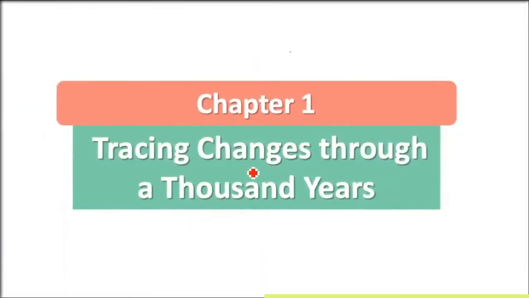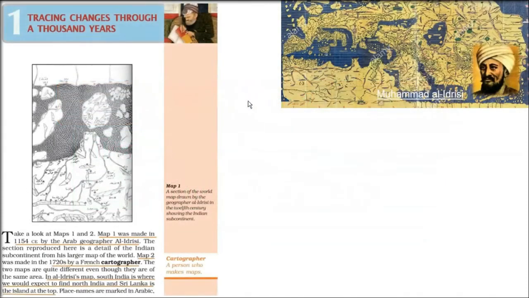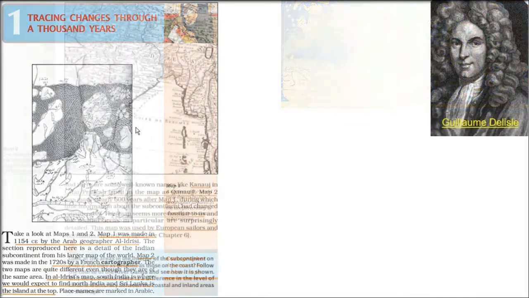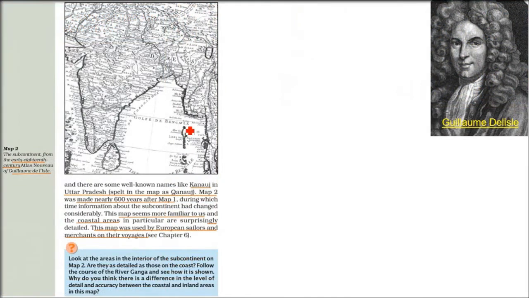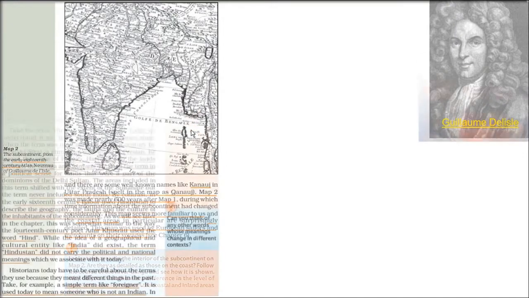This is chapter number 1, tracing changes through 1,000 years. 1,000 years, what all changes happen, we'll talk about that. This is the initial chapter, so the information is limited, but this is a basement for the chapters coming after this. The year I am talking about is from 700 to 1750, or you can say 750 to 1750. That means a 1,000 year span we are talking about.